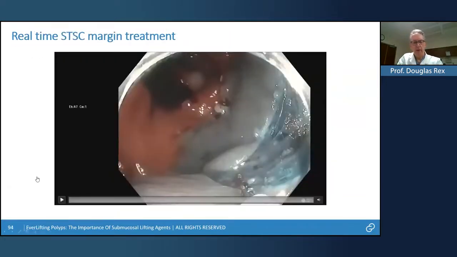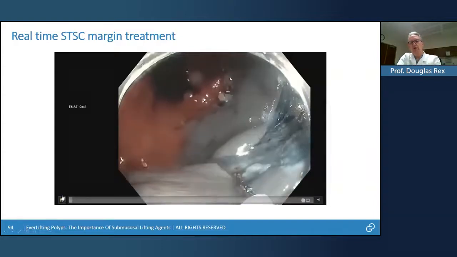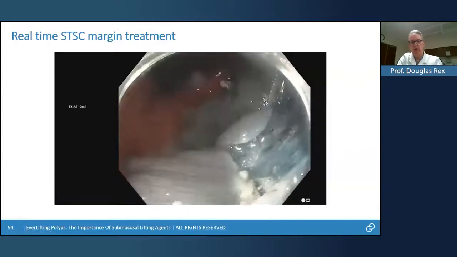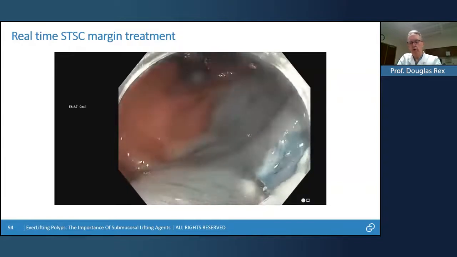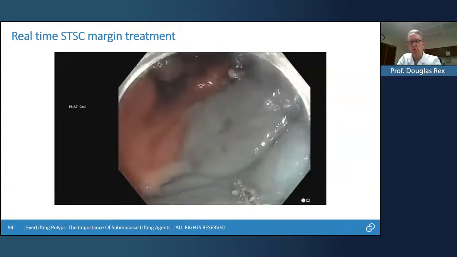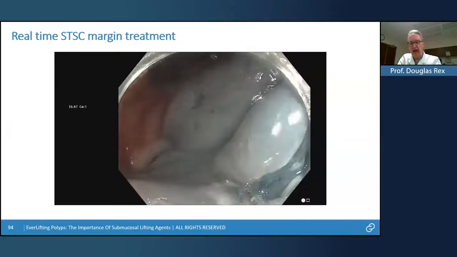And then Cesare mentioned that the final step, which reduces the recurrence rate, is to go around the margin. First, we carefully inspect the margin for any residual polyp and snare resect that.